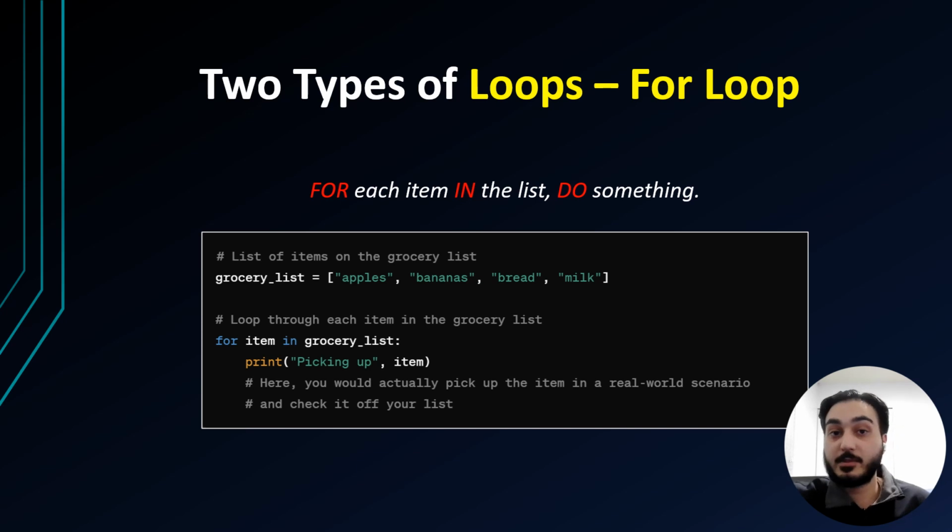Now there are two types of loops. The first is a for loop, where we simply go through all items in the list and perform an action on that list. Once all the items in our list are exhausted, our loop is complete.